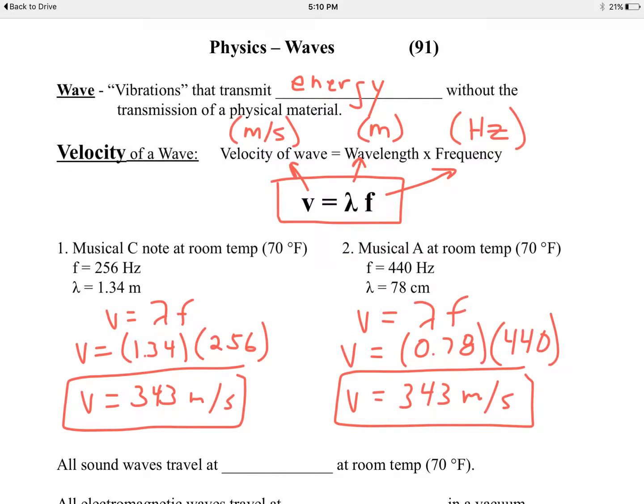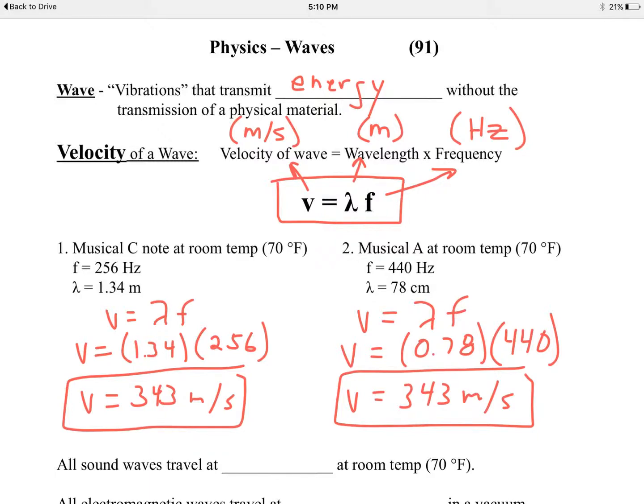Now, it turns out that all sound waves, all notes, all pitches of sound travel at the same speed, which is a good thing because, for example, if you're in a concert hall listening to an orchestra play a whole bunch of different notes at the same time, it's a good thing they all travel at the same speed and get to your ears at the same time so they all sound good together the way they were intended.